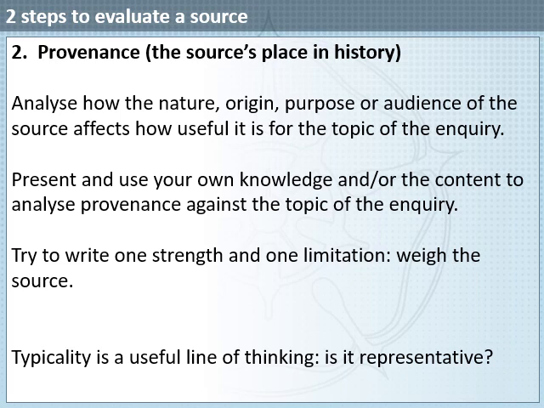The second step to successful evaluation is to analyse the source's provenance, its place in history. This involves characteristics such as the nature, origin, purpose, and intended audience of the source. And again, we need to use our own knowledge and the content of the source to do this. We need to weigh the source. So we need to come up with one positive characteristic and also one limiting characteristic. We need to be balanced. Now this might sound quite tricky, but don't worry, I'll show you how this works later in the presentation.